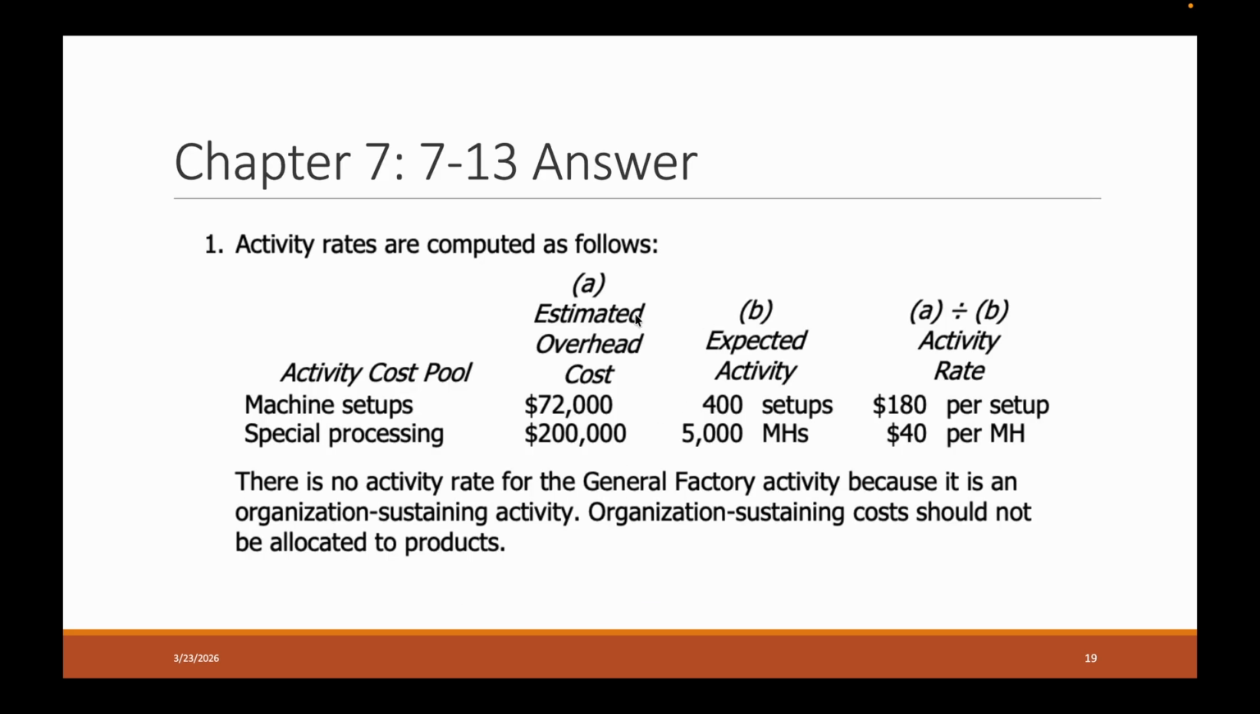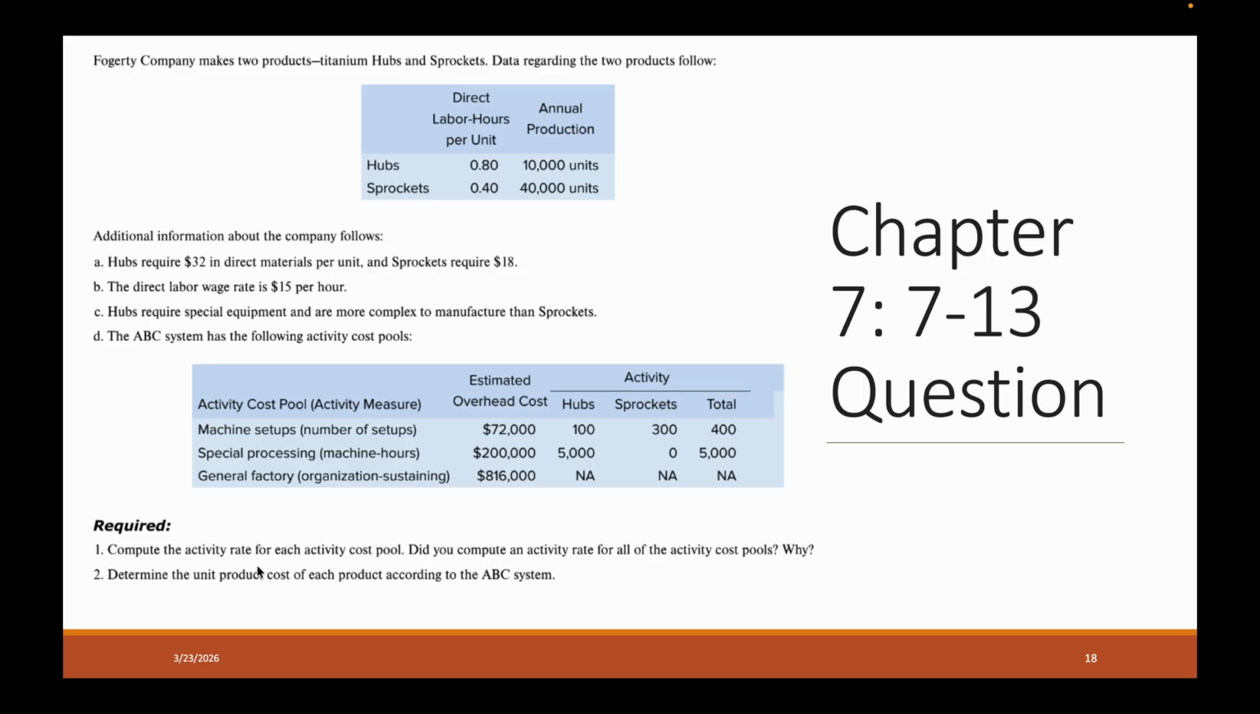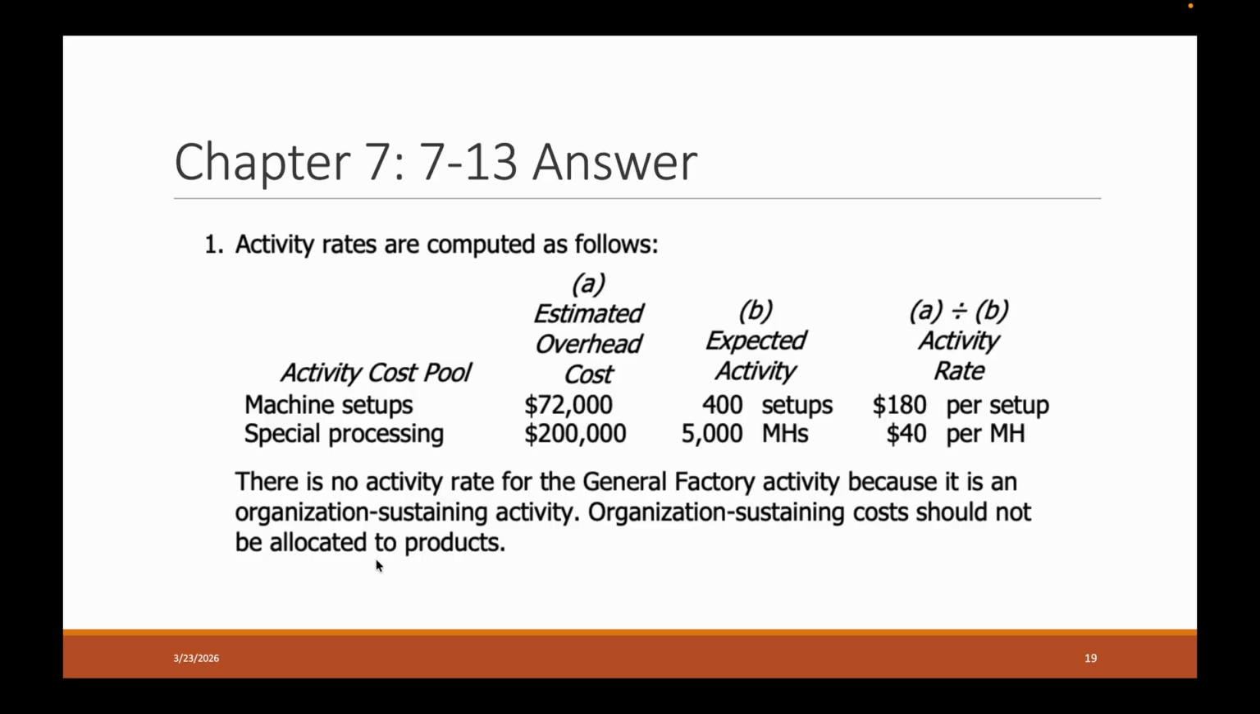All right, so question 1, we're looking for the activity rate for each activity cost pool. So to start with machine setups, it's estimated the overhead cost is going to be $72,000, and the expected total activity, so sprockets and hubs, is going to be 400 setups. And if you divide those two together, or divide the estimated overhead cost by the expected activity, that means it's going to be $180 per setup.